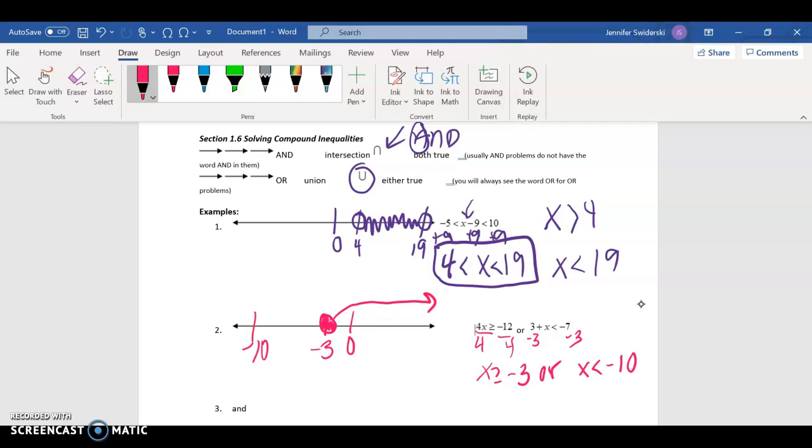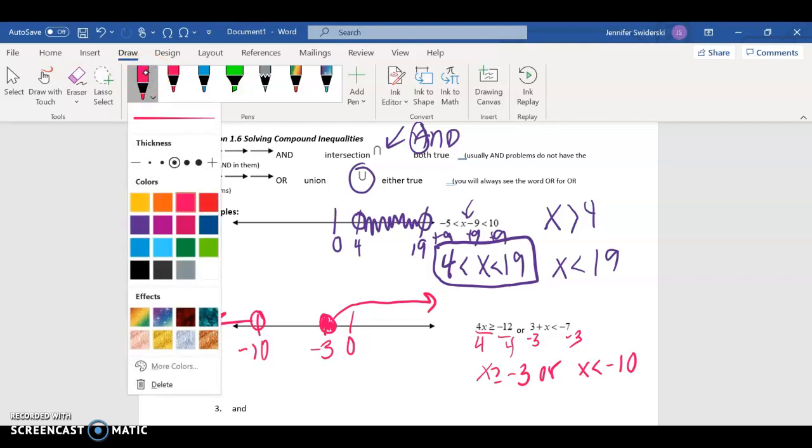Now, if x is less than -10, I would have an open circle here, and those answers would have to be going to the left. So let's say -20. 3 plus -20 would be -17. Is -17 less than -7? Yes, so I know that works as well.